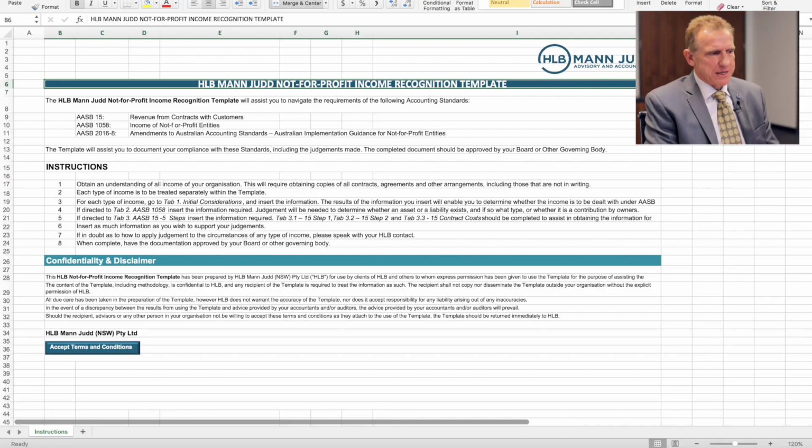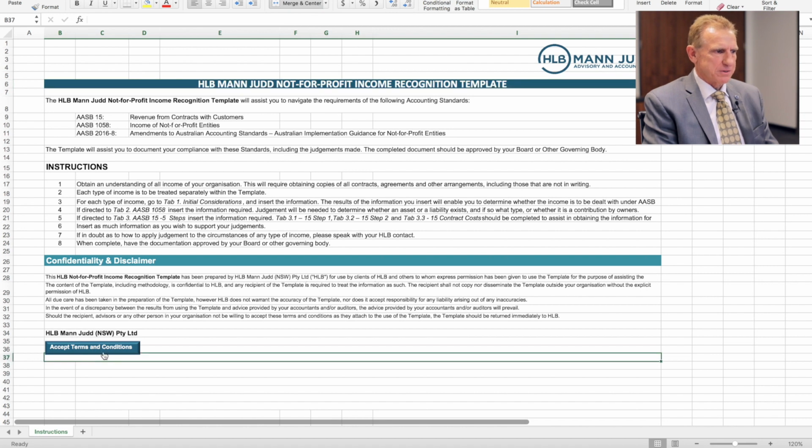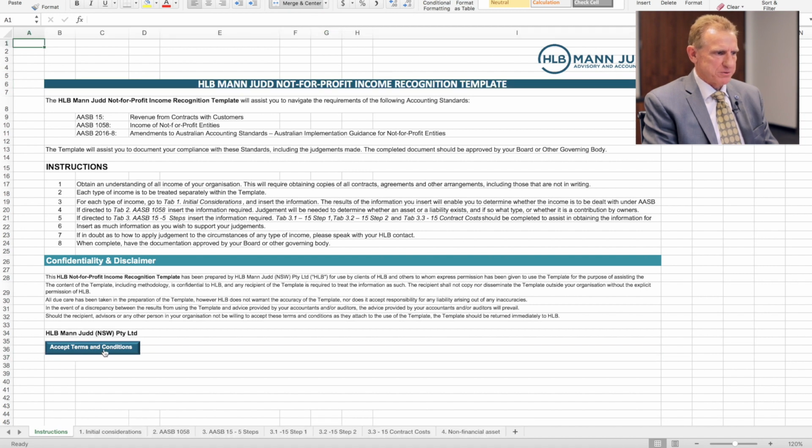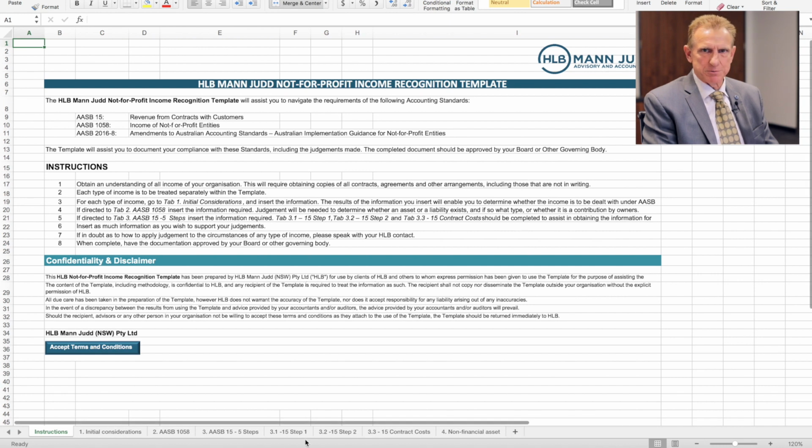When you open the HLB Mann Judd not-for-profit income recognition template, you'll see this page here that has some instructions and some terms and conditions of use. You need to click on the accept terms and conditions down the bottom here, and that will open up the template for you. And now you can see all the tabs along the bottom.